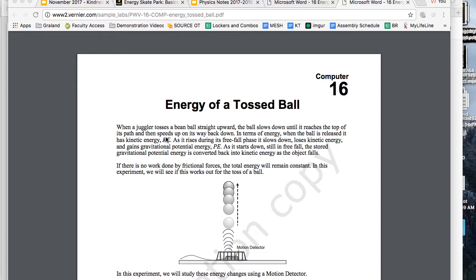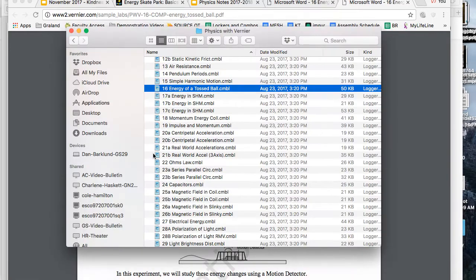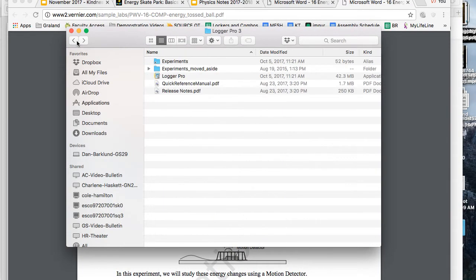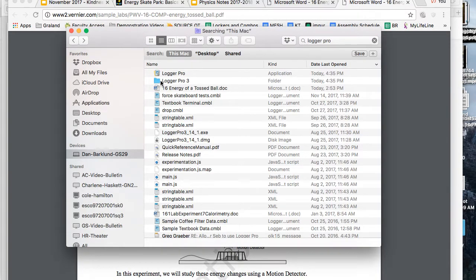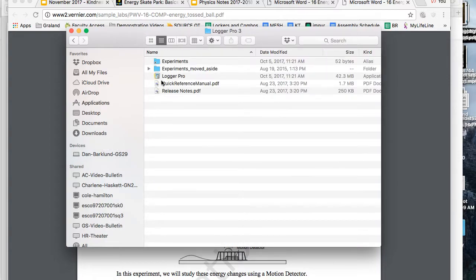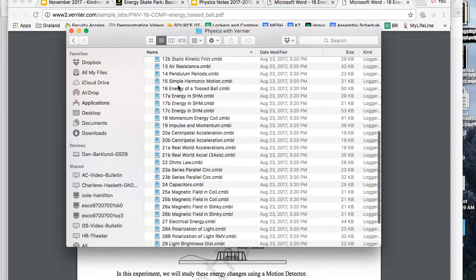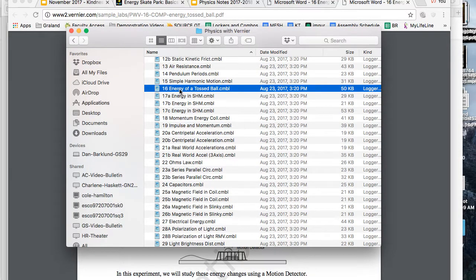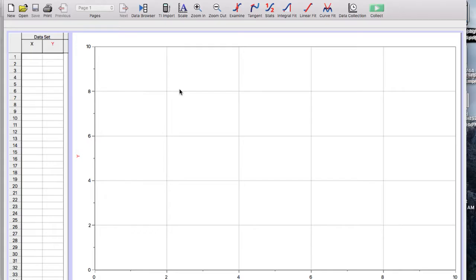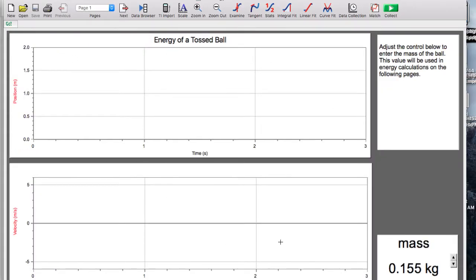Okay, so this video is to show you how to do the analysis part and recording of your data on Logger Pro. First off, you're going to want to open up Logger Pro. You actually want to open up the folder Logger Pro, not the application right now, and then you're going to go to Experiments, Physics with Vernier, or something similar sounding, and then you'll notice that there's an Energy of a Tossed Ball lab inside there. So you're going to open that up. That's going to set this up for you all nice for this lab.